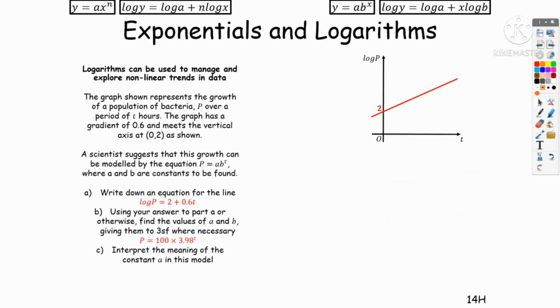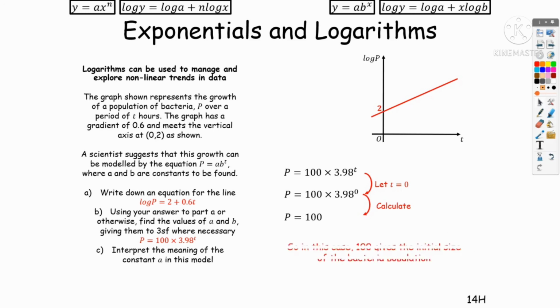So we've got part A and we've got part B. Part C then. Interpret the meaning of the constant A in this model. So if t equals 0, we've got 100 times 3.98 to the 0, which is 100 because anything to the power of 0 is 1, so it's 100 times 1, so 100. In this case, the 100 gives the initial size of the bacteria population. And so the meaning of A is the initial size of the bacteria population. And that's to get full marks for this particular example.